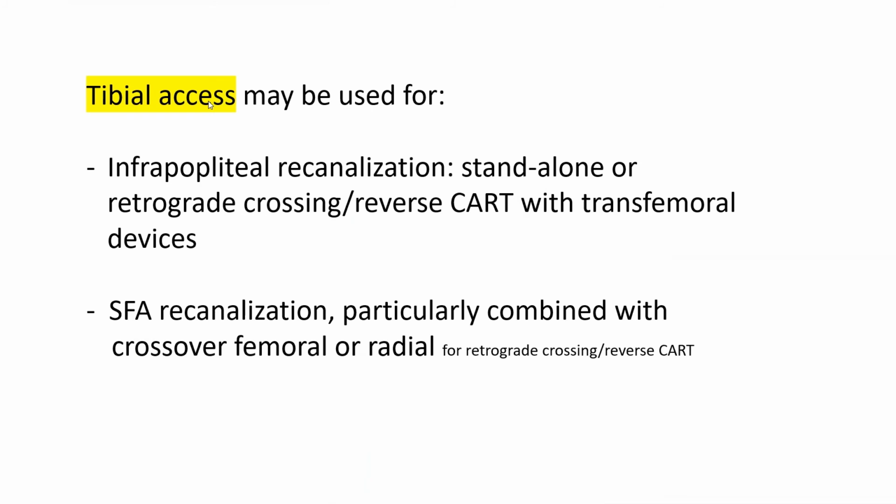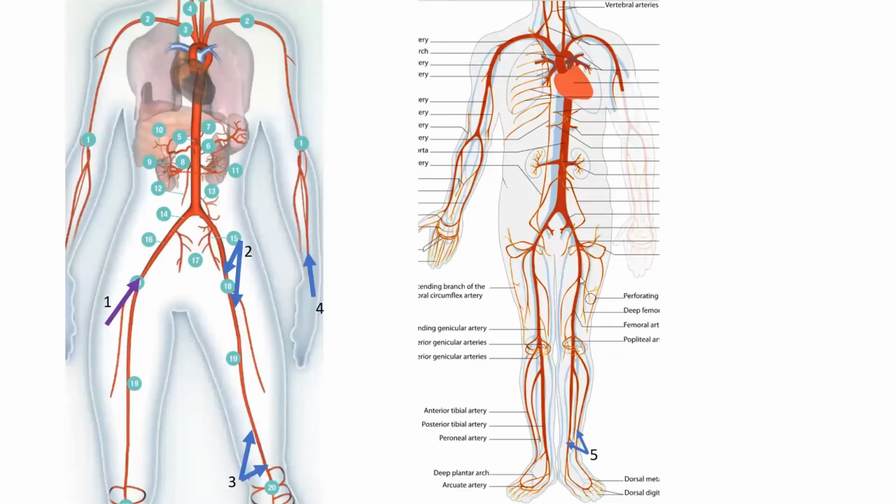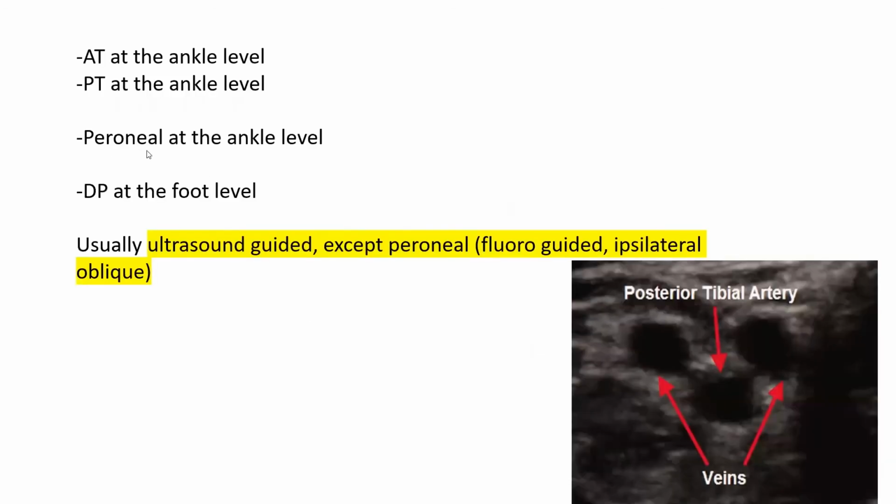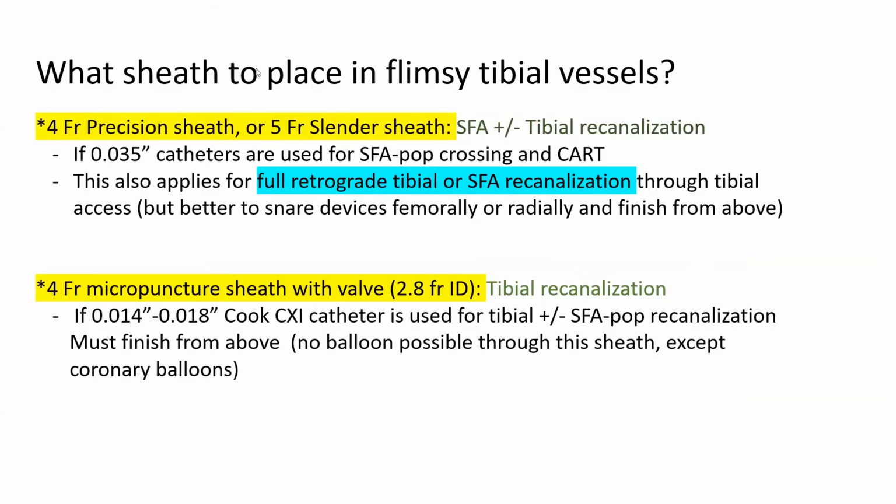My preference for tibial access, in order to keep the sheath size small, is to use it more as an adjunct crossing access, not as a final treatment access. So basically, I use it to cross, but then I finish the procedure from above. We snare, get that wire, and finish our procedure from above. I don't try to balloon and stent and atherectomize from the tibial access, typically, but you can do that. And I will show you here what sheath do you place in those flimsy tibial vessels. So if you want to use 0.35-inch catheter and wire system, you typically have to place either a 4 French sheath or a 5 French slender sheath for like adjunct SFA popliteal crossing and reverse CART for SFA popliteal.